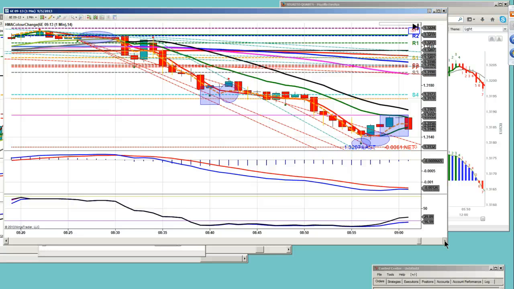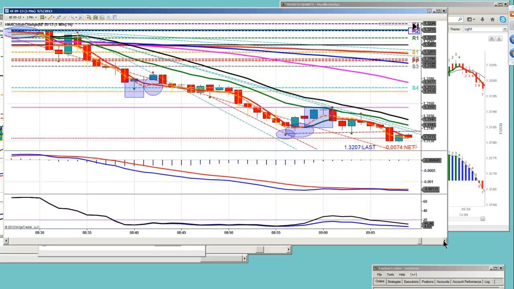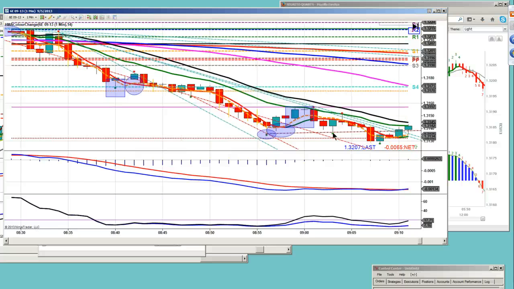So now I'm looking at this. I'm looking at my stows. I'm looking at my MACD. And I've got my brown fractals coming in. I can see my HMAs change color. I'm all set up for a perfect trade. I know we're below the S4.